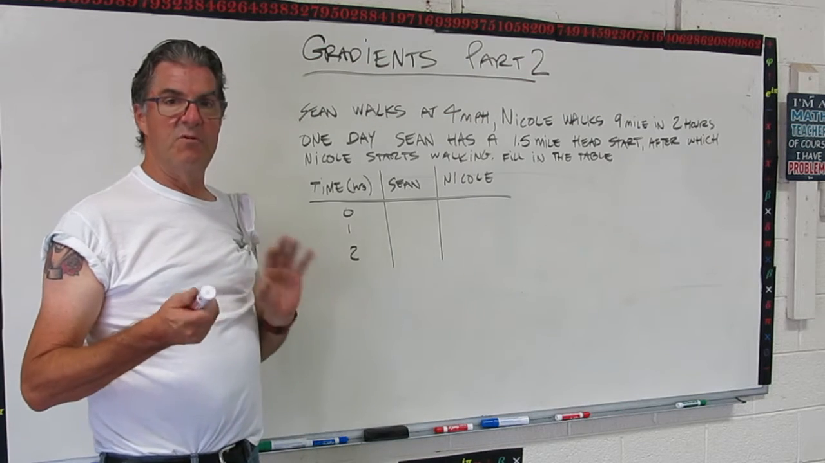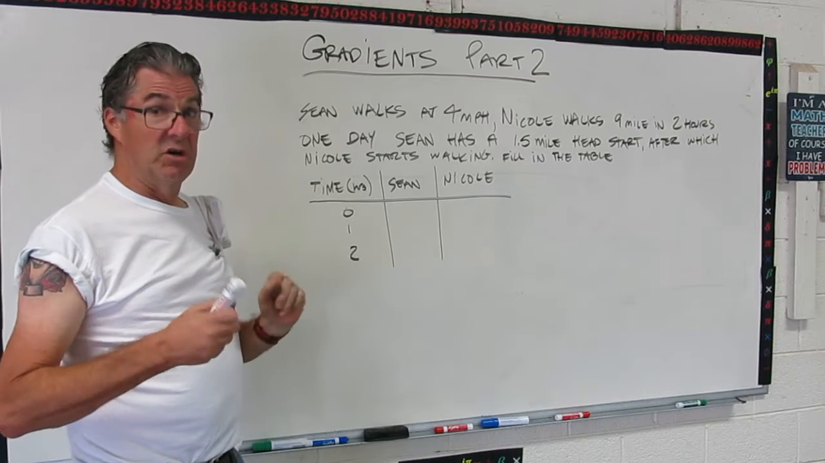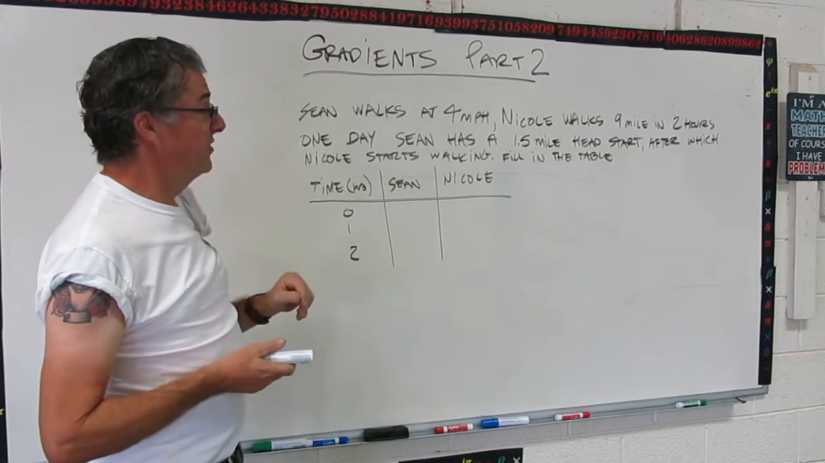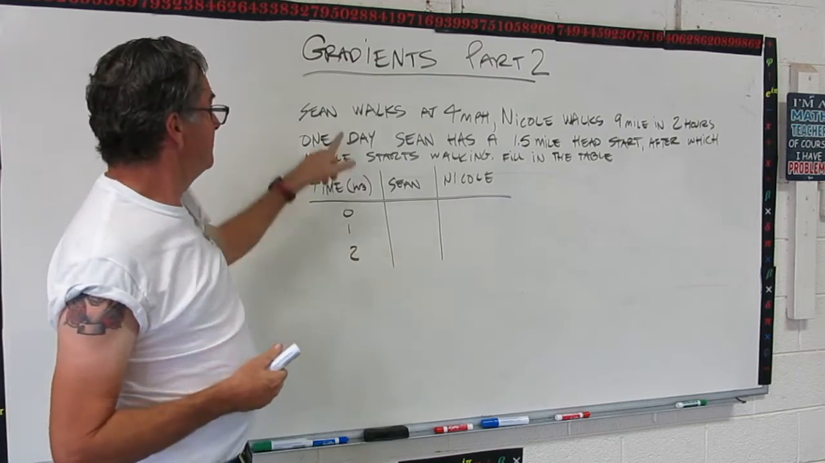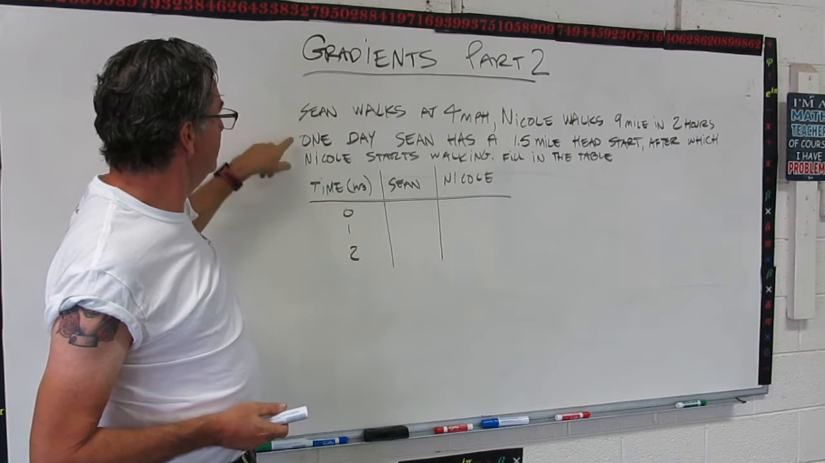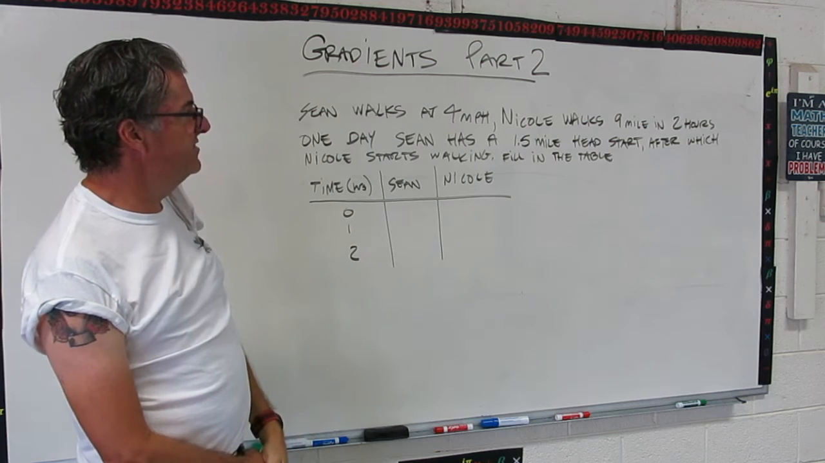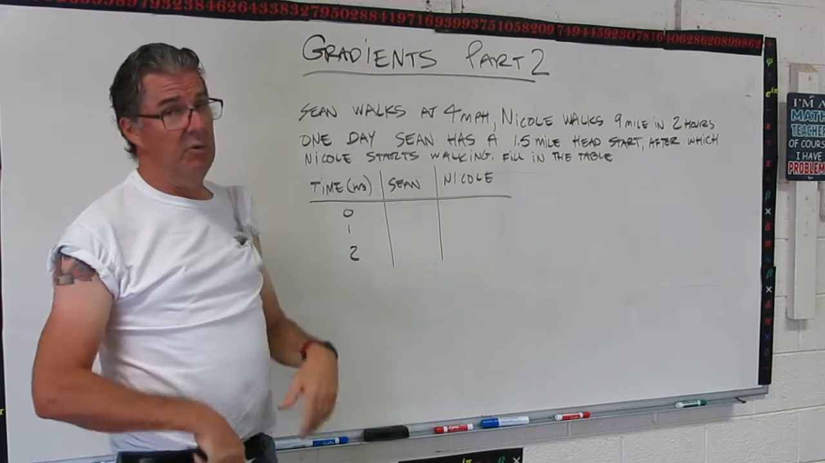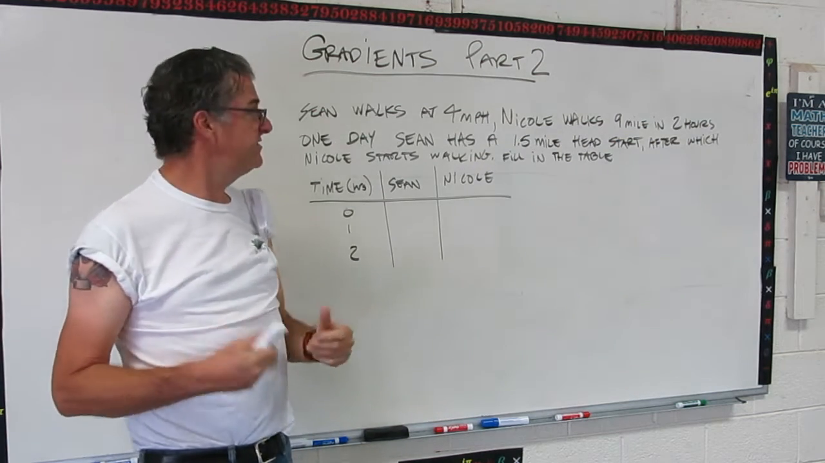Okay, let's make this a little bit more complicated. Let's say Sean and Nicole are a little bit competitive, and so Nicole knows she walks faster, so she gives Sean a head start. So here's the data, the rates. One day Sean has a 1.5 mile head start, after which Nicole starts walking. We're going to assume that they walk at their current rates.